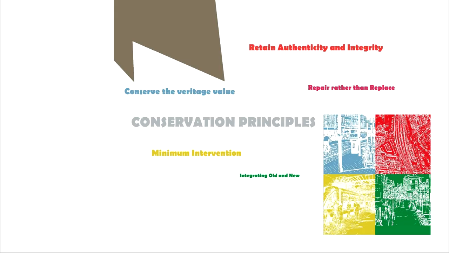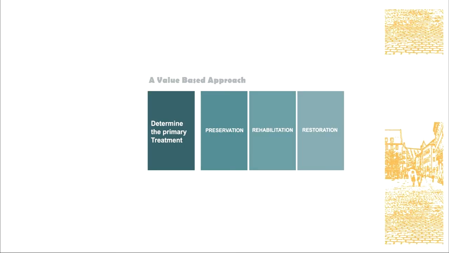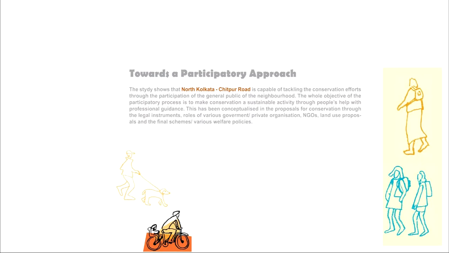The principles to follow are conserving the heritage value, minimum interventions, retaining authenticity and integrity, etc. The approach is a value-based approach determining the primary treatments of preservation, rehabilitation and restoration, and also towards a participatory approach, as the study shows North Kolkata Chitpur Road is capable of tackling the conservation efforts through participation of the general public of the neighborhood. The whole idea of the participatory approach is to make conservation a sustainable activity through people's help with professional guidance.